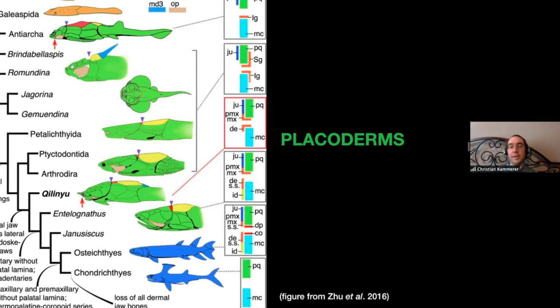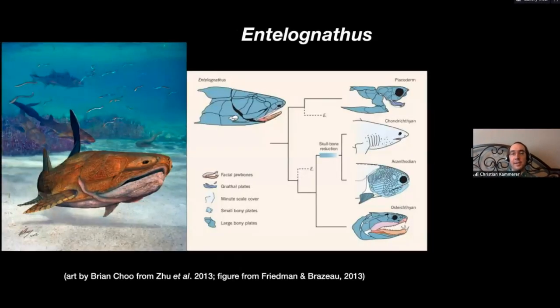So you have this whole diversity of placoderms. They're sort of like stepwise moving towards the bony fish and shark condition. And this is shown really well in this animal that was discovered just a few years ago. This is a placoderm called Entelognathus that, unlike other placoderms, has complex jaws.